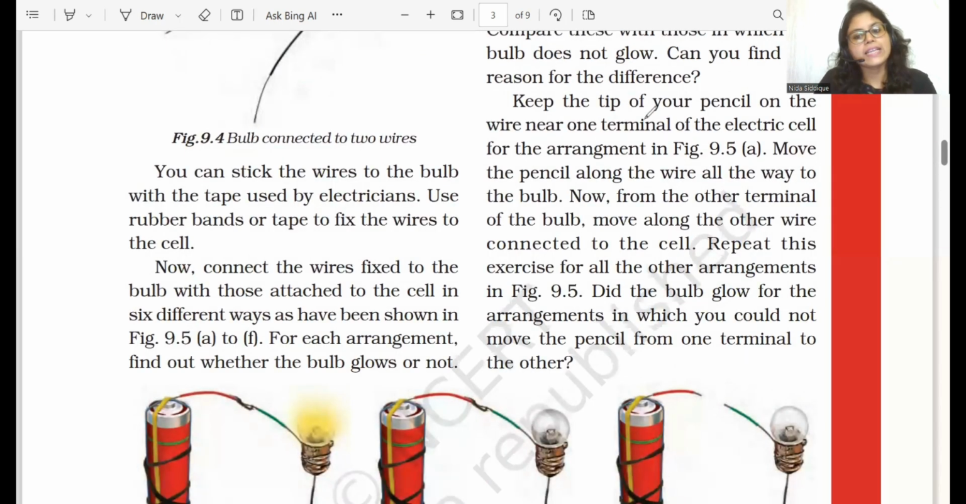So how we can find out कि हमारा circuit complete है कि नहीं? So we can take the tip of a pencil on the wire near to the terminal of the electric cell, and we can move the pencil along the wire all the way to the bulb. Okay, now let us see how we are going to do that.